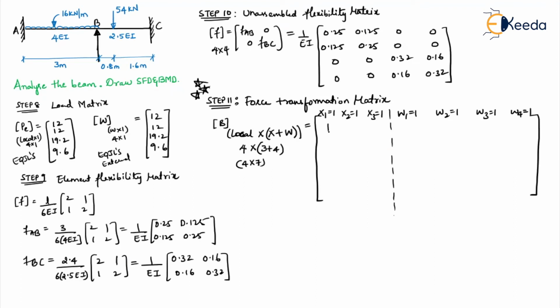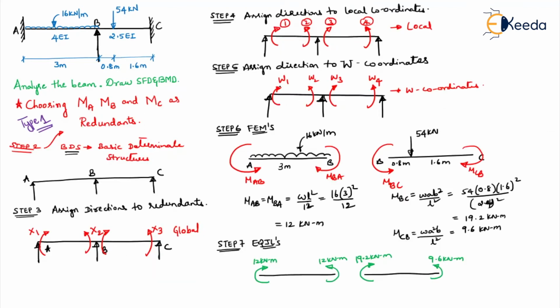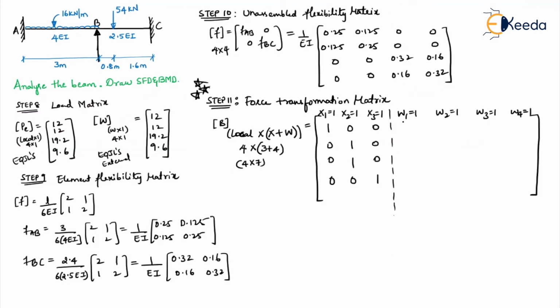Right, so 1 0 0 0, here 2 and 3 will be affected. Right, here only 4 will be affected. When it comes to w coordinates, for w1, 1 will be affected, for w2, 2 will be affected, for w3, 3 will be affected, and for w4, 4 will be affected. Rest all will be 0. So 1 0 0 0, 0 1 0 0, 0 0 1 0 and 0 0 0 1.